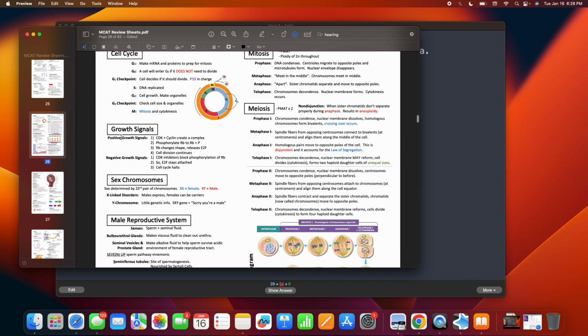Then we have growth signals. So we have a positive growth signal. CDK plus cyclin create a complex. Then the phosphorylation of RB to RB plus P.